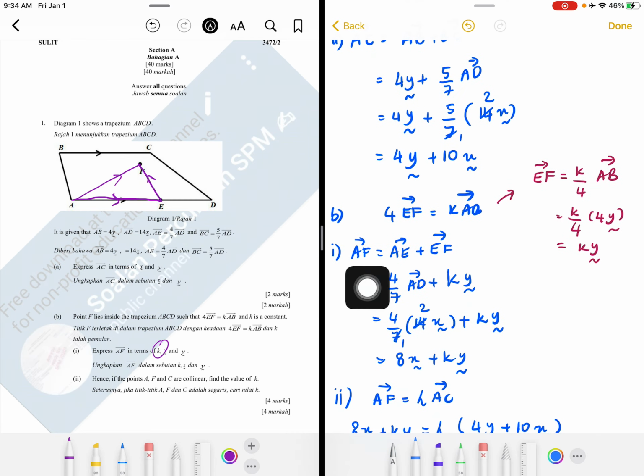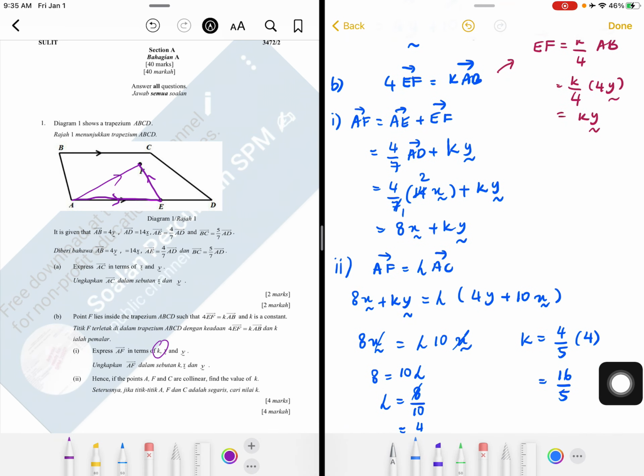So AF is equal to AE plus EF. Given the information that AE is equal to 4 over 7 AD, I substitute it here, plus EF. We already got EF is equal to ky, right? So I substitute 4 over 7. AD is actually 14x here. I substitute inside here plus ky, and poof, you'll get AF is equal to 8x plus ky. So that solves question B number 1.